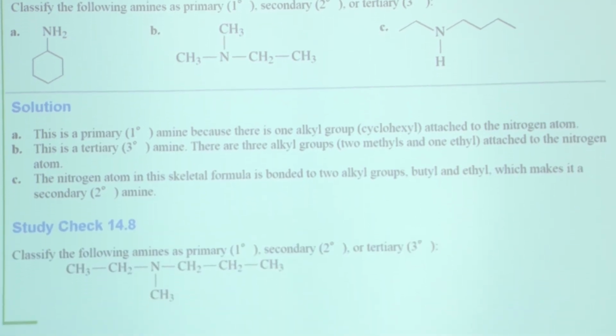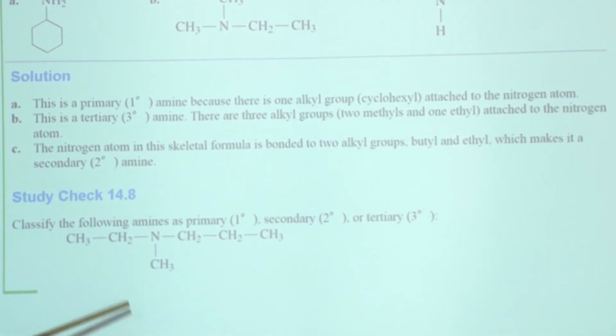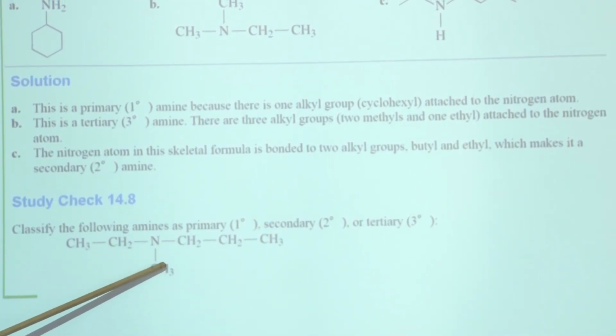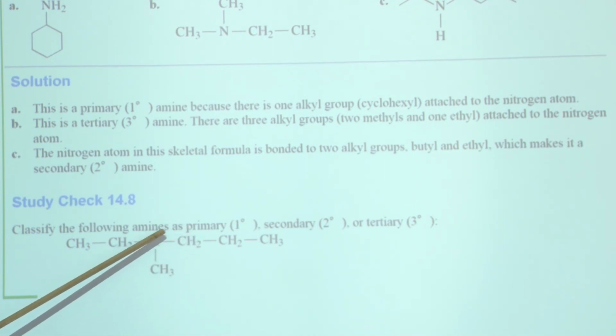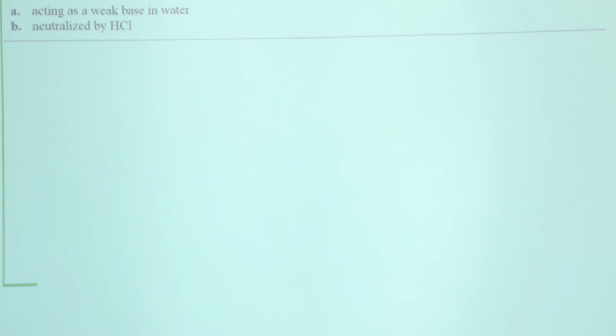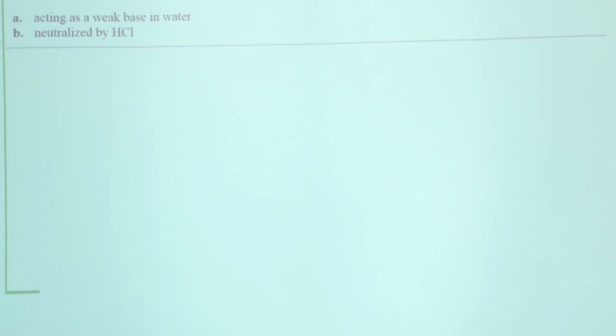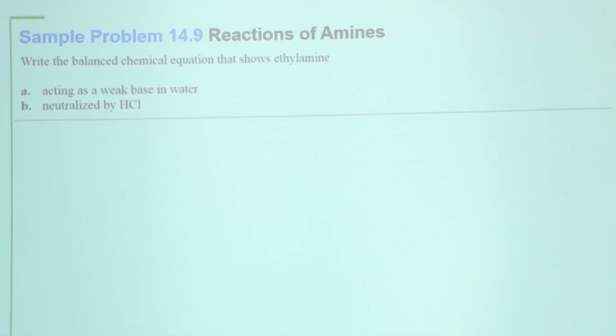Classify the following amine as primary, secondary, or tertiary. Let's look. Nitrogen connected to three alkyl groups: propyl, ethyl, methyl. Tertiary amine.